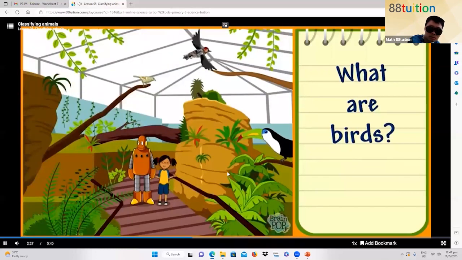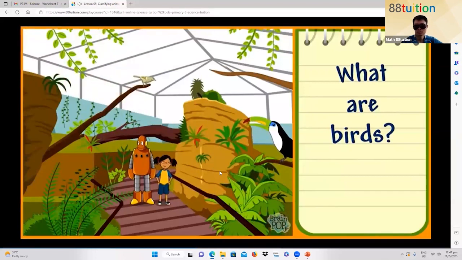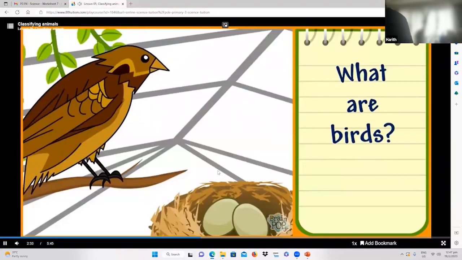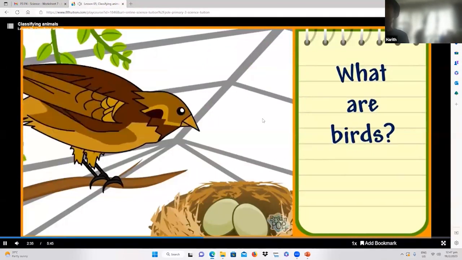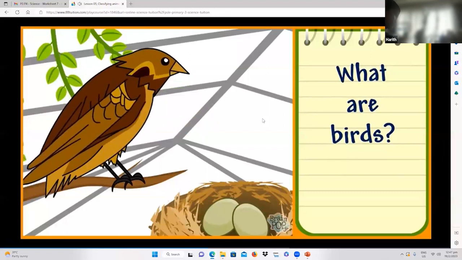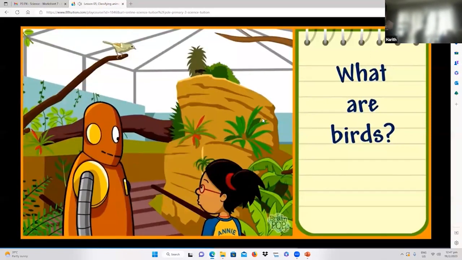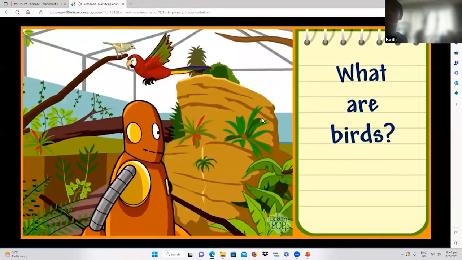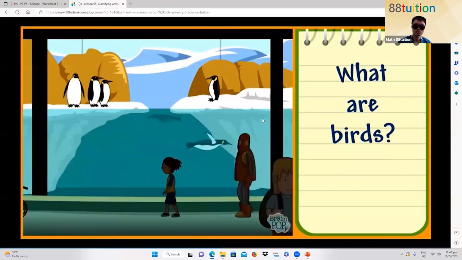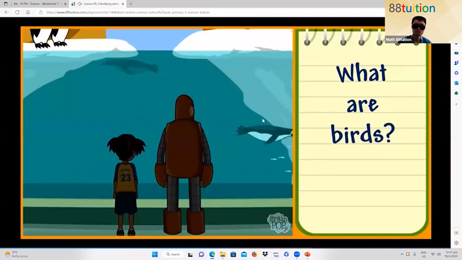Birds are vertebrates, and they're the only animals that have feathers. Birds have a beak, 2 wings, and 2 legs. They also lay eggs, and most care for their young. No, Moby, not all birds fly. Penguins are flightless birds. They dive and swim to hunt for fish.